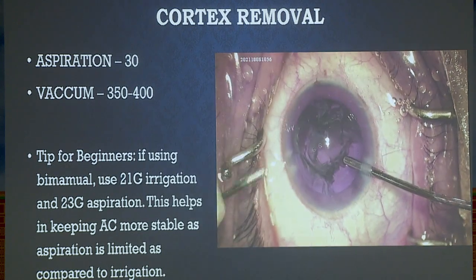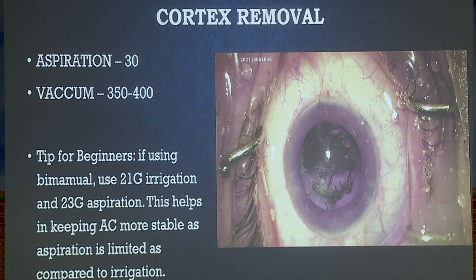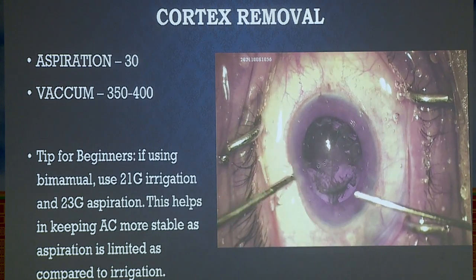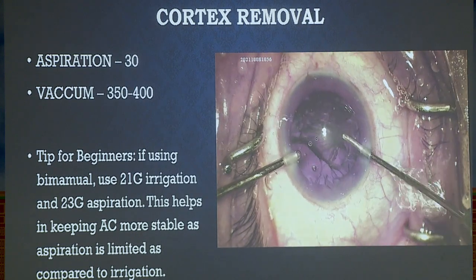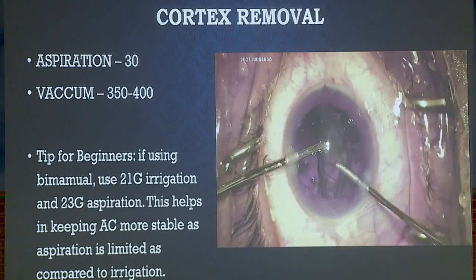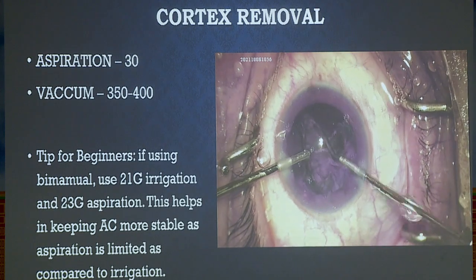An important tip for beginners is that if using bimanual, the irrigation we can use is 20 or 21 gauge and the aspiration should be thinner, that is 23 gauge. This helps in keeping the AC more stable, as aspiration is more limited as compared to the irrigation.